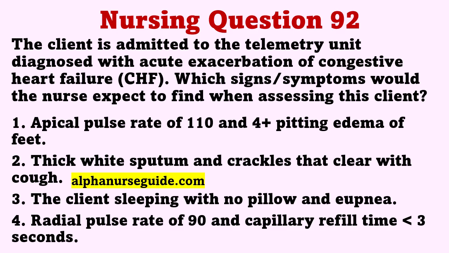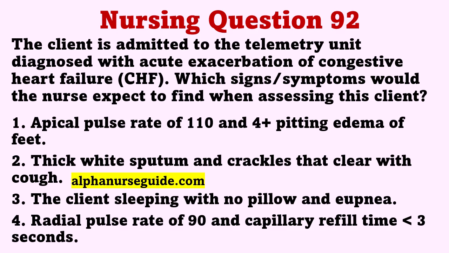The client would report sleeping on at least 2 pillows, if not sleeping in an upright position, and labored breathing, not eupnea, which means normal breathing. In a client diagnosed with heart failure, the apical pulse, not the radial pulse, is the best place to assess the cardiac status. In option 3, the word no is an absolute term, and usually absolutes, such as no, never, always, and only, are incorrect because there is no room for any other possible answer.